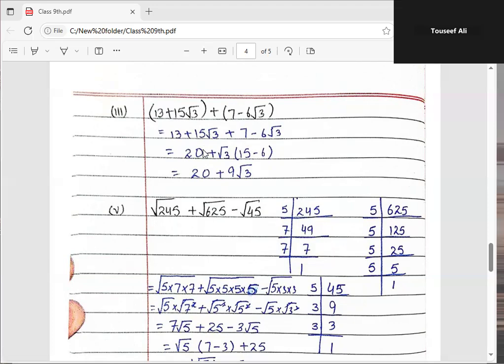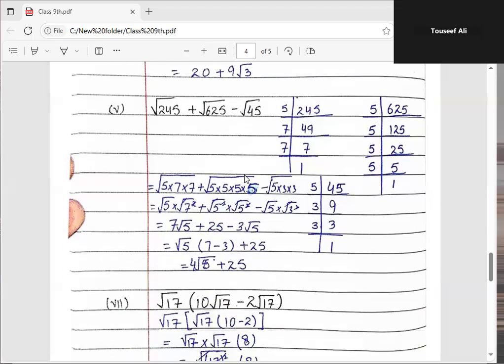So 13 plus 7 equals 20, and in these two terms, 15 root 3 minus 6 root 3, root 3 is common, so by taking root 3 common, the remaining terms are 15 minus 6. 15 minus 6 is 9, so 20 plus 9 root 3 is the required solution of this question. Now the next question is bit number 5.